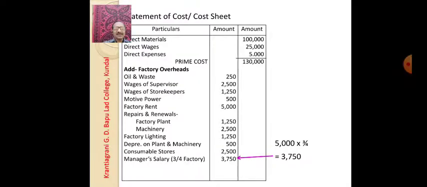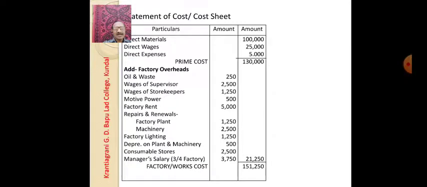Then consumable stores amount rupees 2,500. And manager salary, total manager salary rupees 5,000. The factory overheads part is 3/4, so 3/4 of rupees 5,000 is rupees 3,750. The sum of factory overheads is 21,250. This sum is added to the prime cost, and the sum is rupees 1,51,250, which is the factory or works cost.